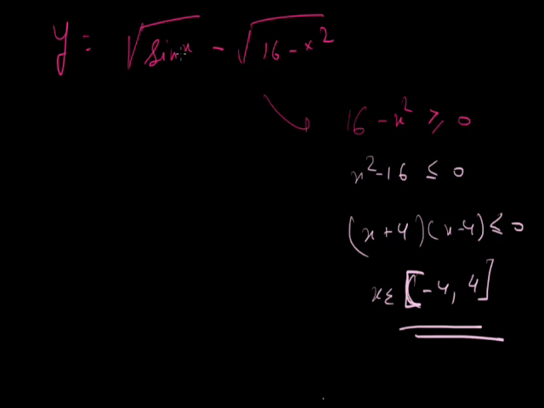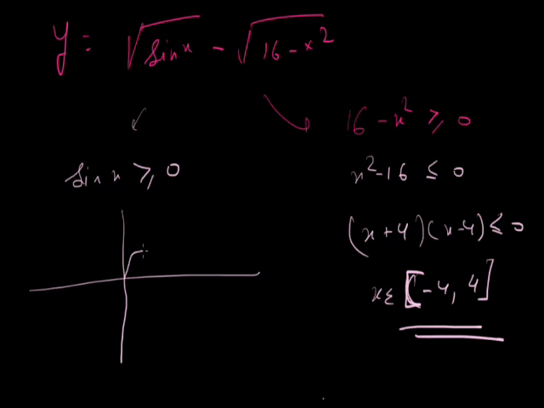Now we have to do the intersection, because the algebraic sum of the two functions here is under root of sin x. That means sin x should be greater than or equal to 0, and we know that the maximum value here is 1, right? Now let's draw the graph of sin x.